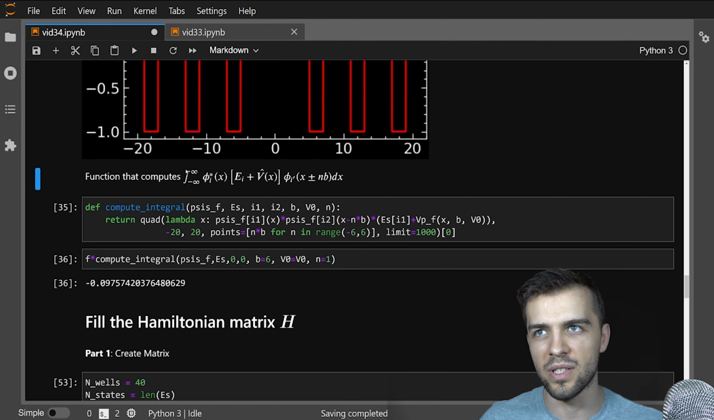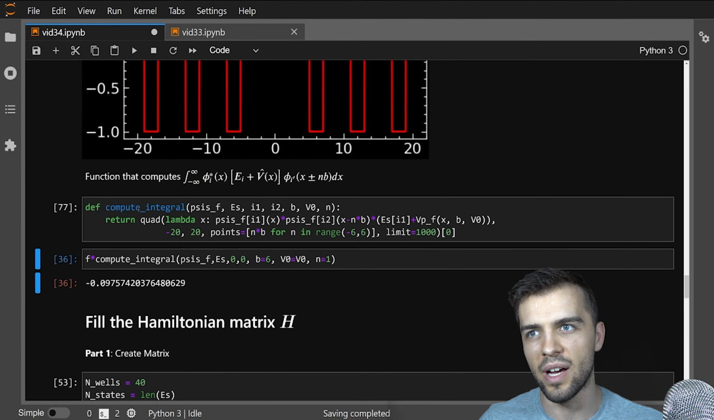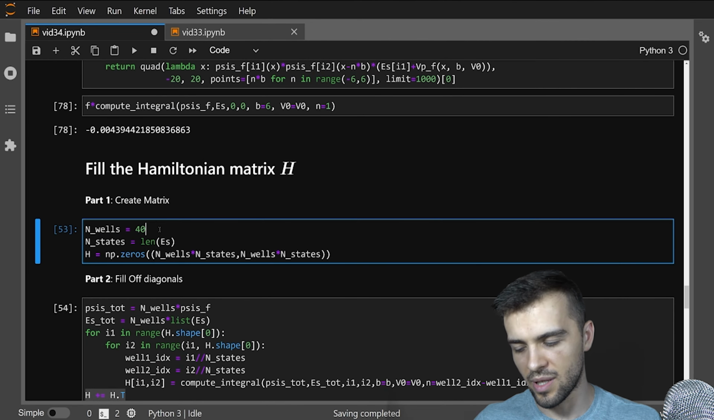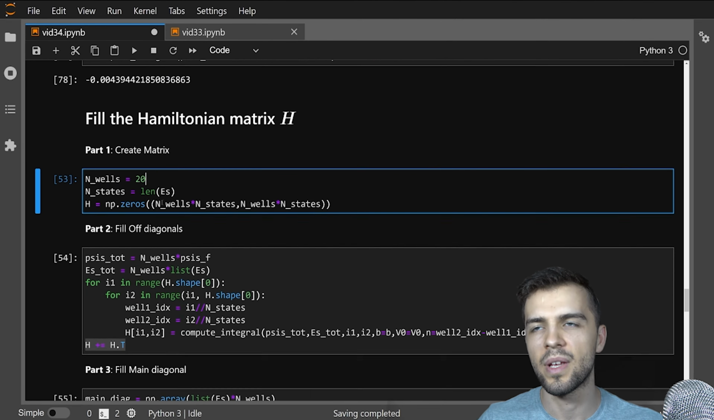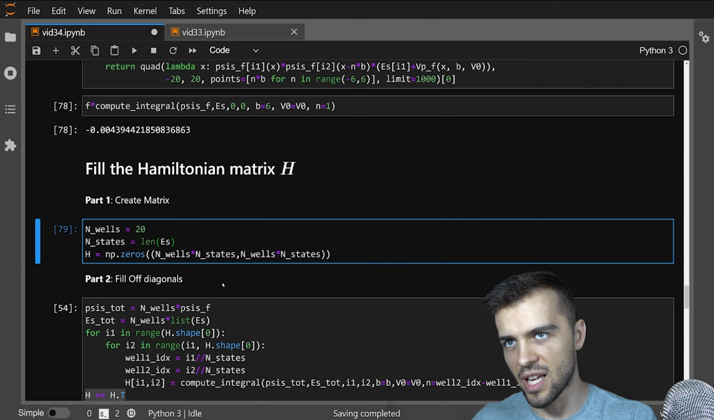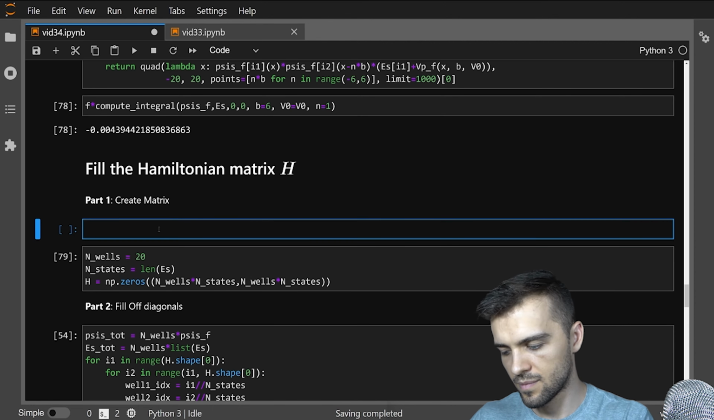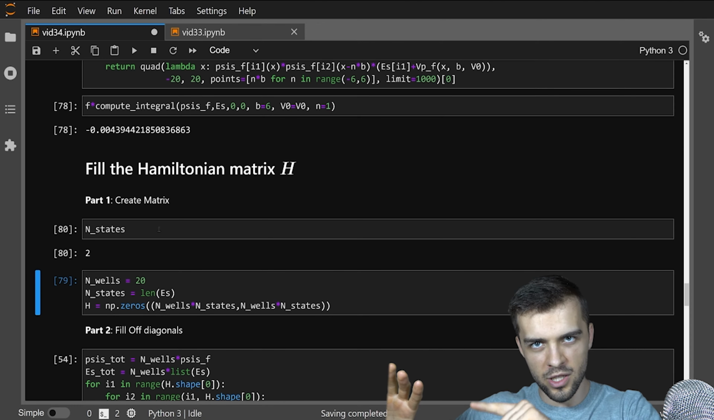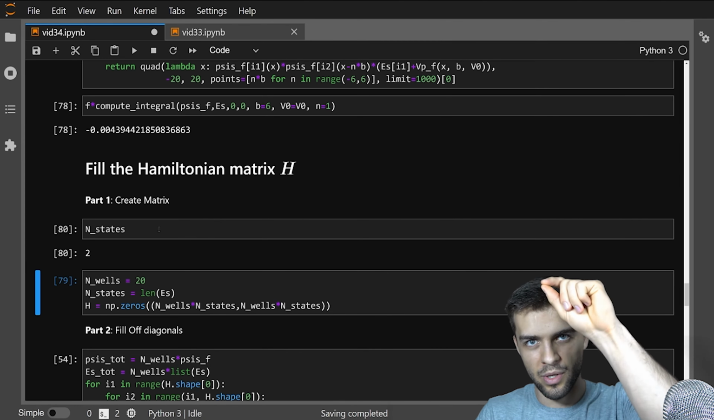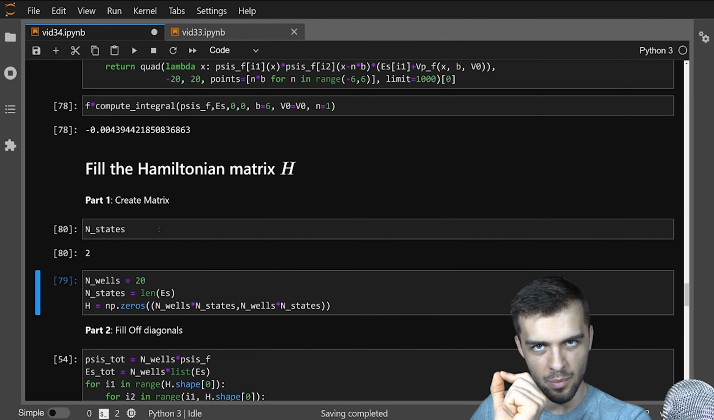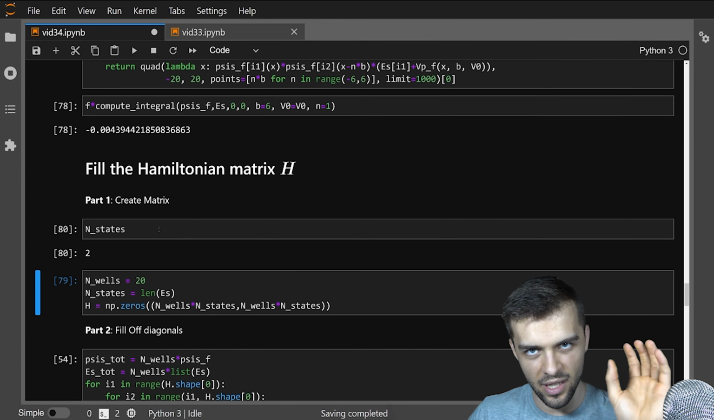So of course, I still have this function that computes integral values. And now we fill the Hamiltonian matrix again. So let's go back to 20 wells. And you'll see that now the number of states per well is 2. So I have 20 wells, and there's 2 possible states per well. So my Hamiltonian is going to be 40 by 40, because I'm going to have the first well, 2 possible states, second well, 2 possible states, etc.